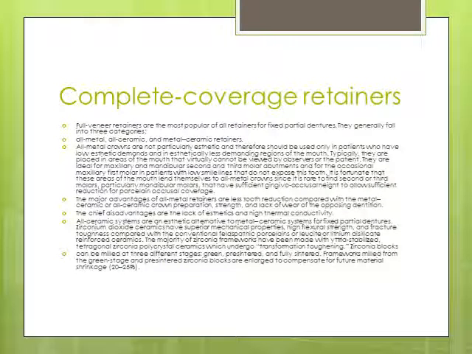Complete coverage retainers. After we discussed the partial coverage, now we discuss the complete coverage. As we know, the full veneer retainers are the most popular of all retainers. They are better than partial coverage from a mechanical and aesthetic point of view. They generally fall into 3 categories: all metal, all ceramic, and metal to ceramic retainers.